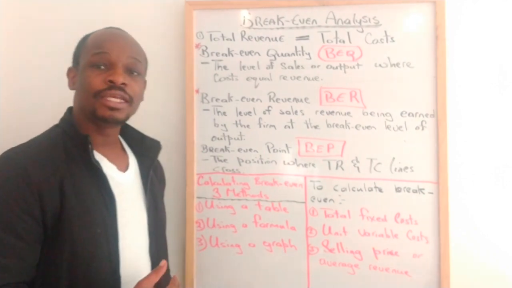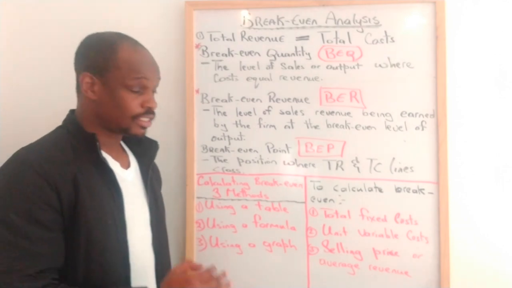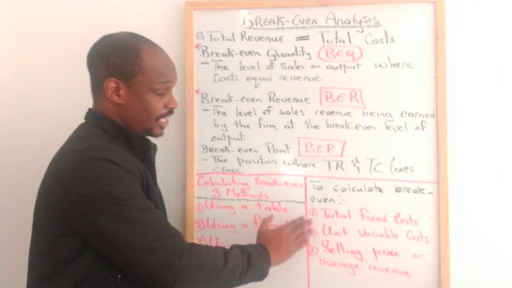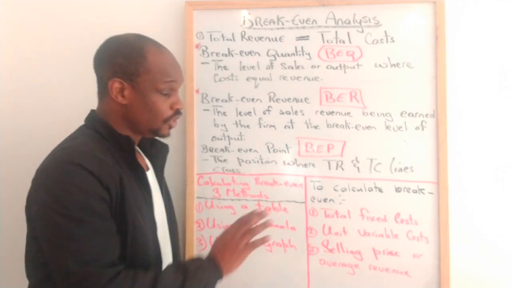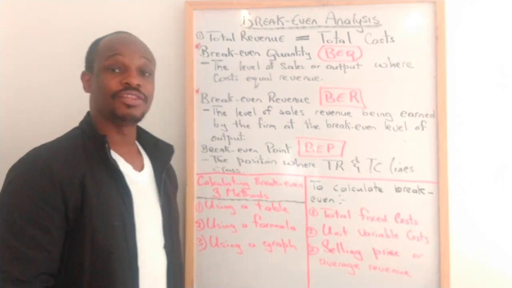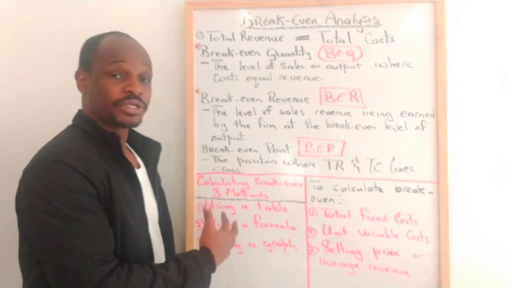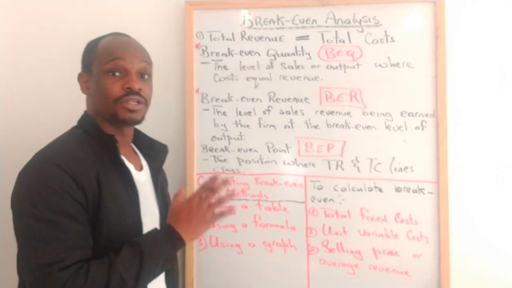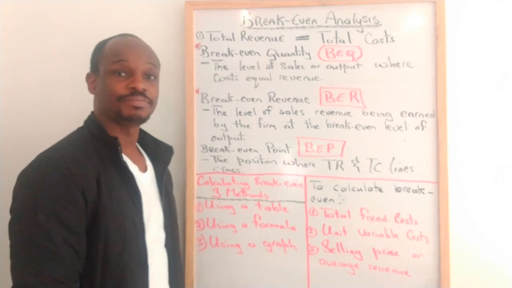Now, when it is time for you to calculate the break-even, these are some things that you need to look for in the question. You need to be able to extract the total fixed cost, the unit variable cost, and also the selling price or the average revenue. All of this is important in setting the foundation in doing the break-even analysis. Next, we're going to be looking at how to use each of these methods.